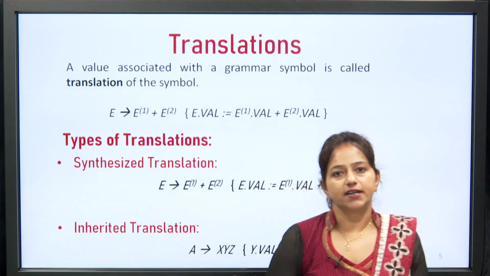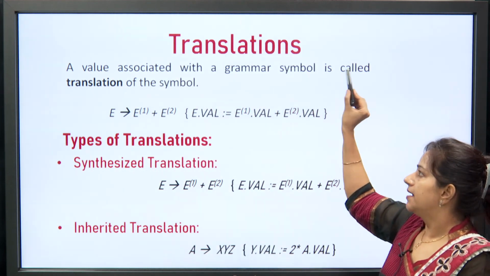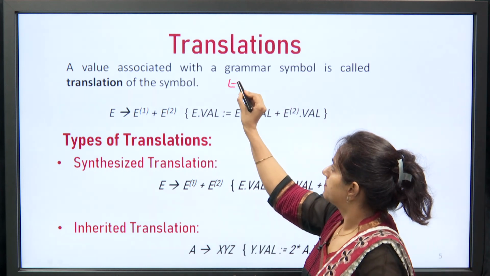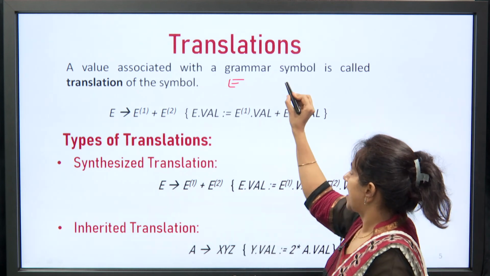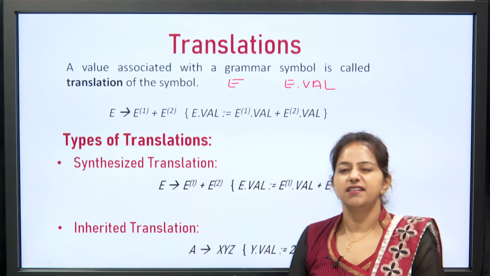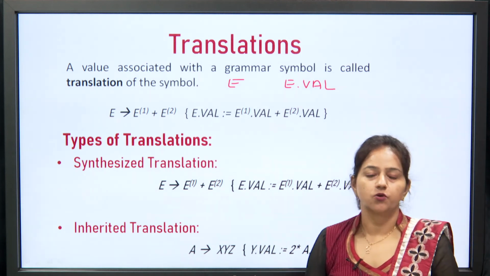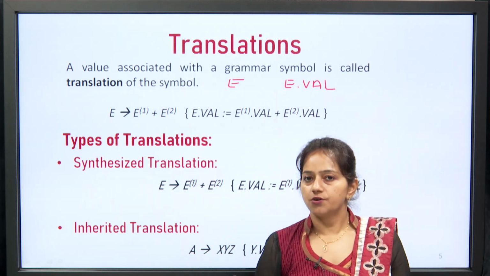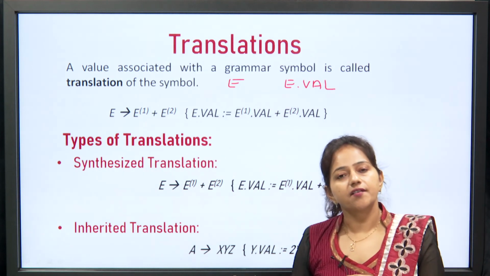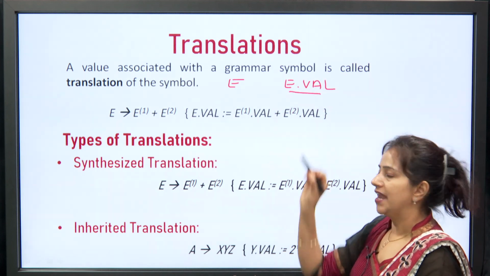Now, we will see what translation is. A value associated with a grammar symbol is called the translation of a symbol. Suppose a grammar symbol is capital E, so its translation is, suppose, E.val. Suppose we are talking about an integer value as the translation. So, one example is E.val, it could be E.val or E.code, it depends. So, this is its translation, and every translation will have some value also. So, we will calculate this value also.